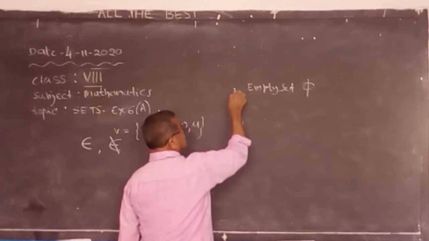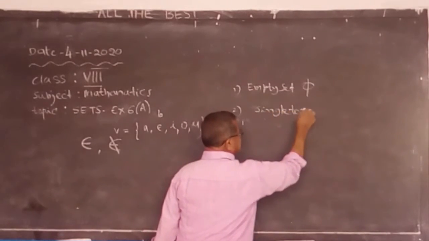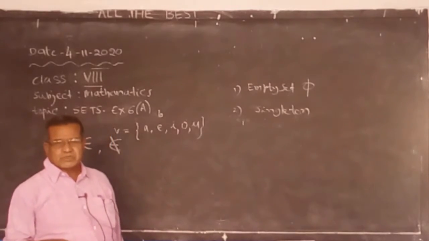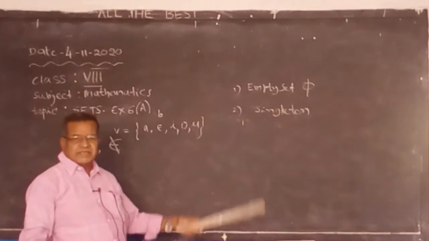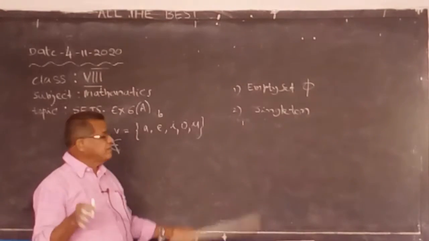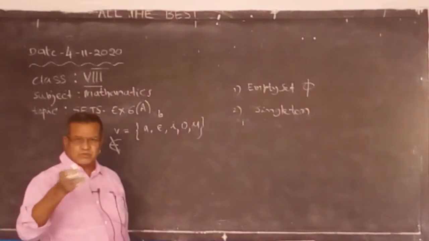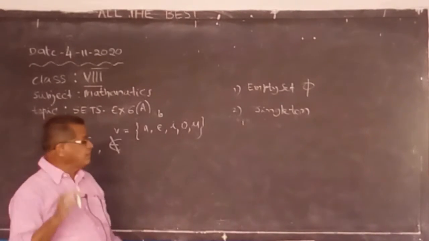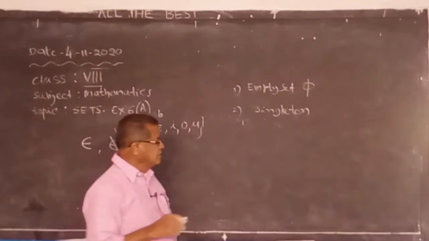Next, the second one, singleton set. A singleton set means a set containing only one element. The capital of Telangana is Hyderabad. The capital of India is Delhi, only one capital. But Kashmir, we have two, so that is not singleton. If a set contains only one element, it is called a singleton set.